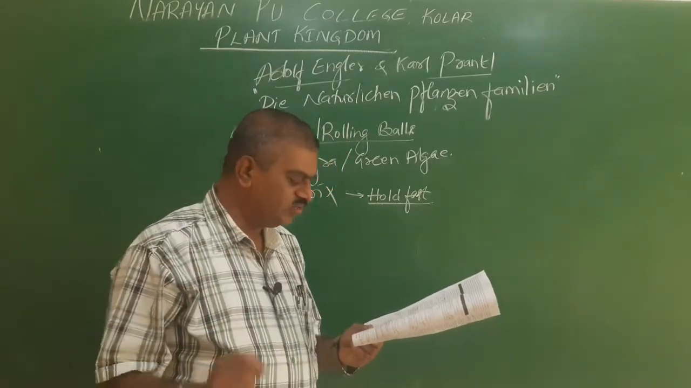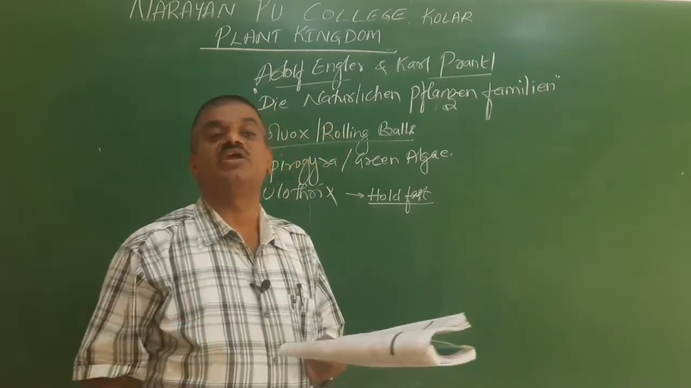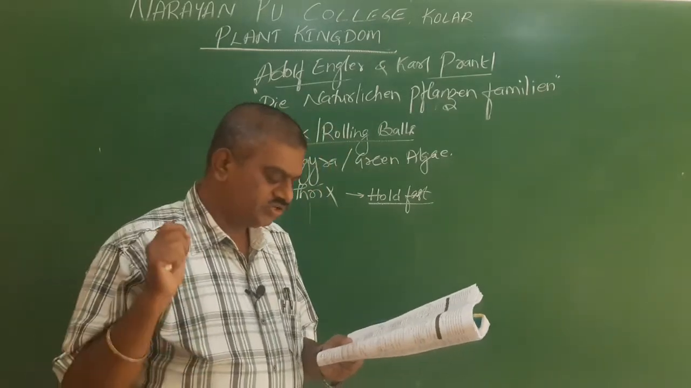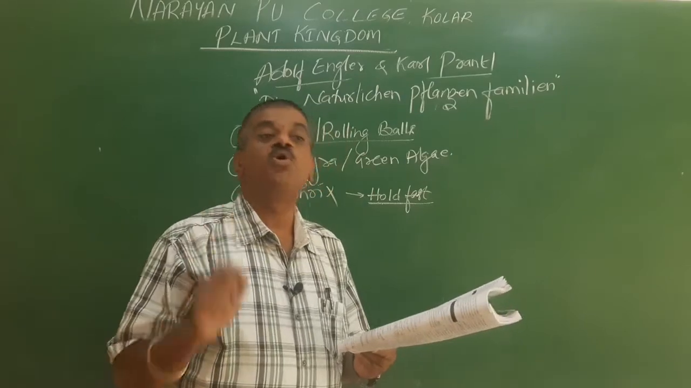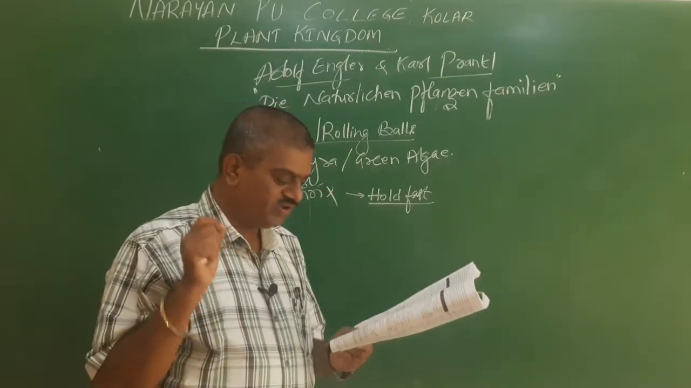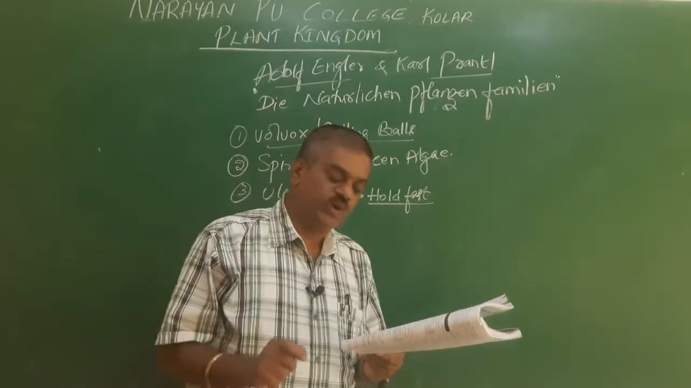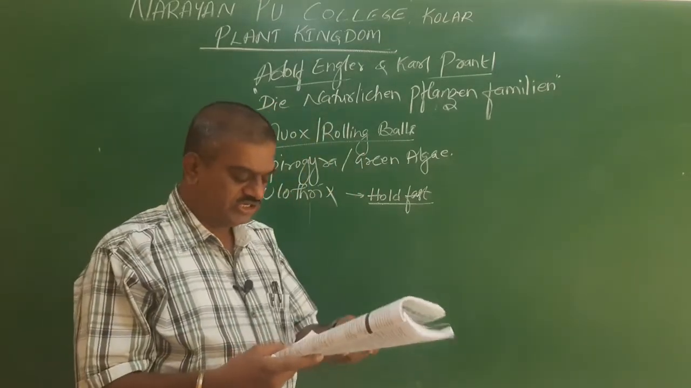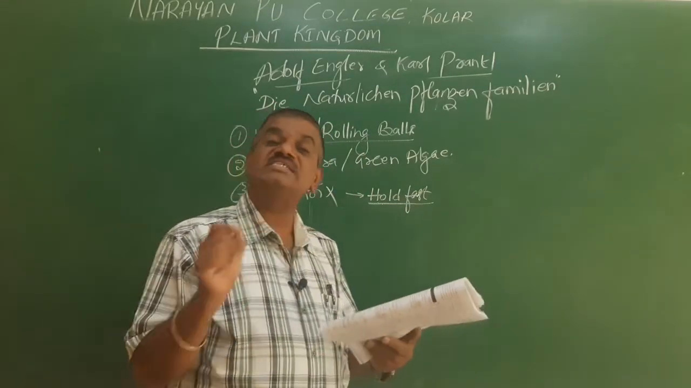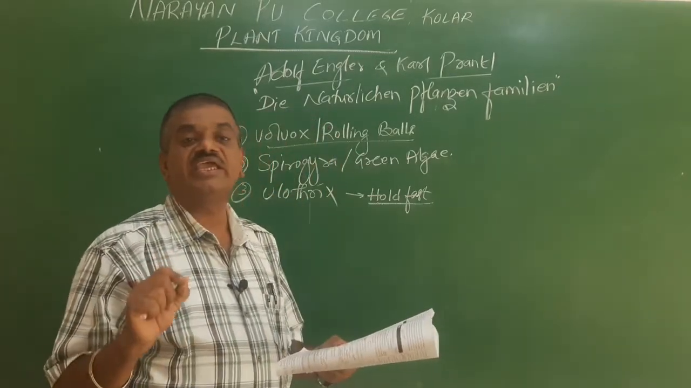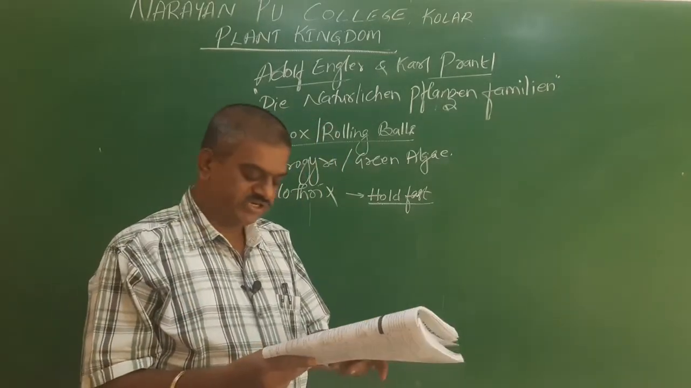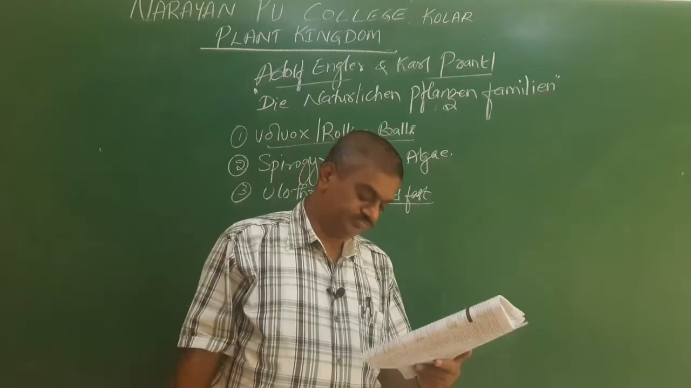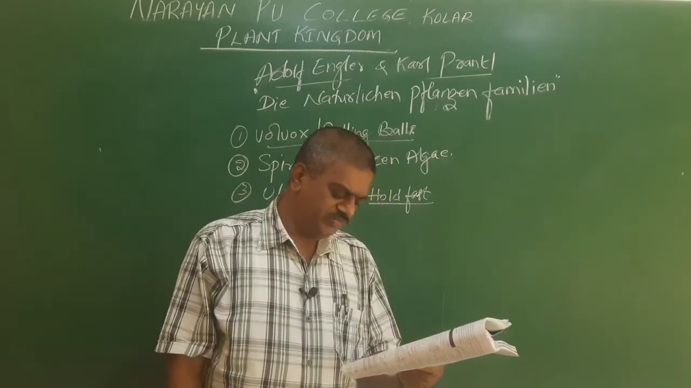We go for the third one, red algae. For red algae, the right match is Porphyra, and Polysiphonia also comes under this. So here the right matching can be seen in the second option. So the second option is the right one. So we go for the next question.